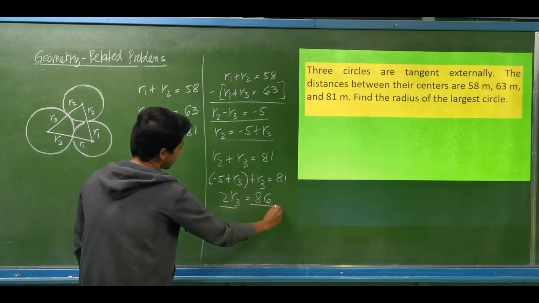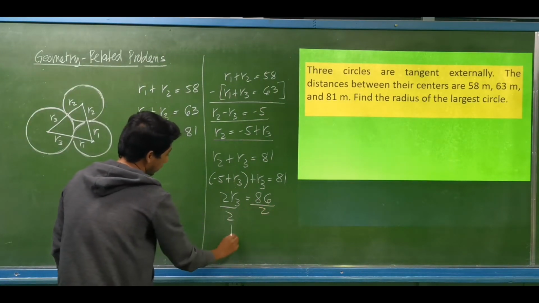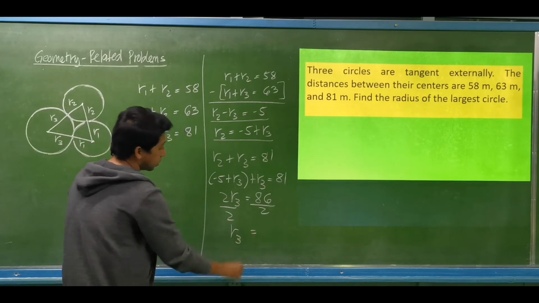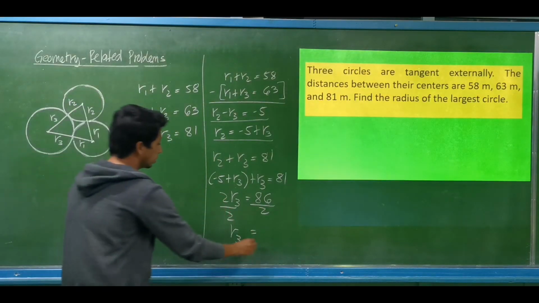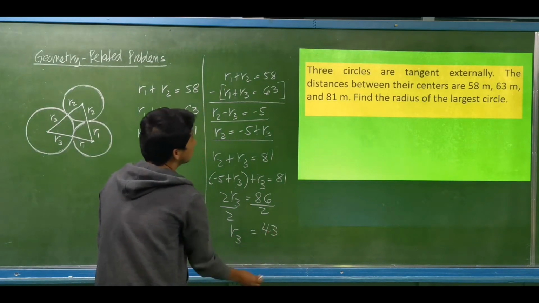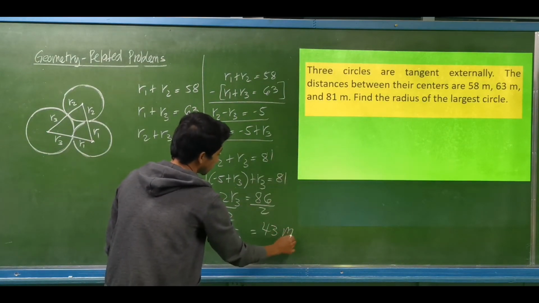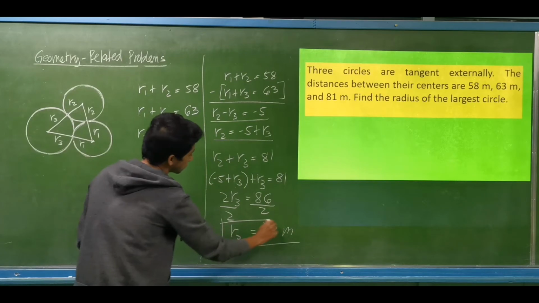So dividing both sides of the equation by 2, we have the radius of the largest circle: 86 divided by 2 is equal to 43 meters. So this will be our answer.